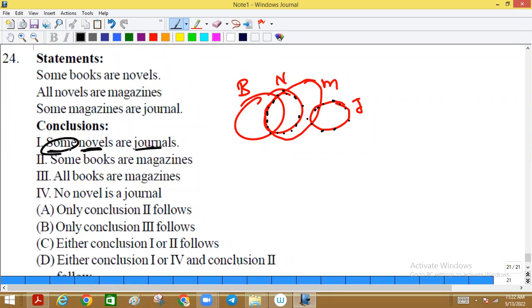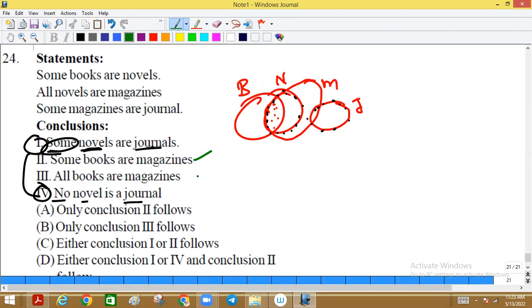I said that to get a complementary pair in the options, what should you have as the other conclusion? No. So no novel is journal. So obviously these two become either or. Okay. Now come to the second conclusion. Some books are magazines. Can I say some books are magazines? Because in this diagram there is a clear intersection between magazines and books. So obviously some books are magazines is correct.